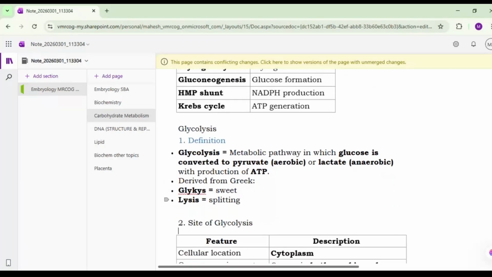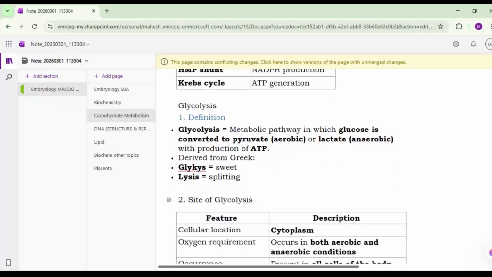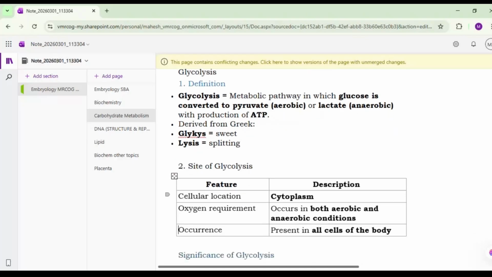Now first we will see glycolysis. Glycolysis is a metabolic pathway in which glucose is converted into pyruvate in the aerobic condition, or lactate in the anaerobic condition, with production of ATP. This word glycolysis is derived from the Greek word glykes, meaning sweet, and lysis is splitting.